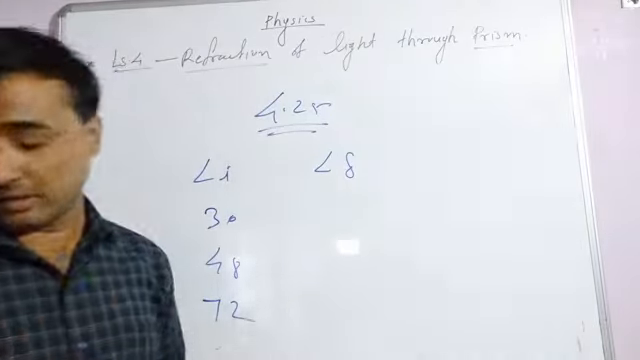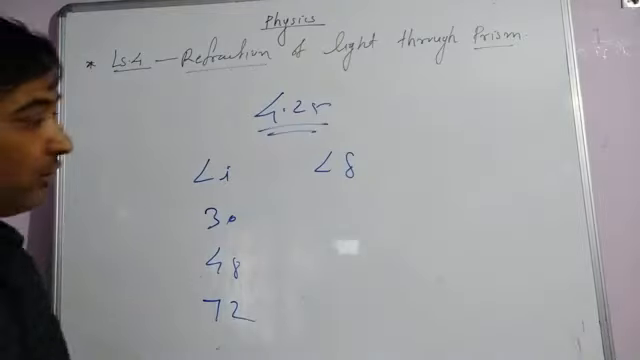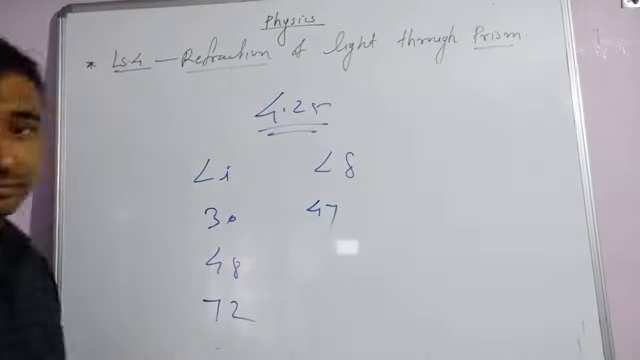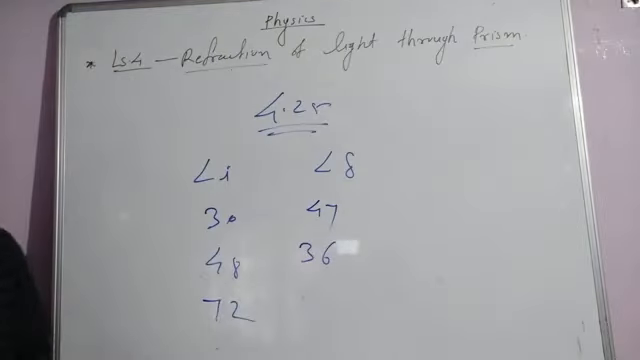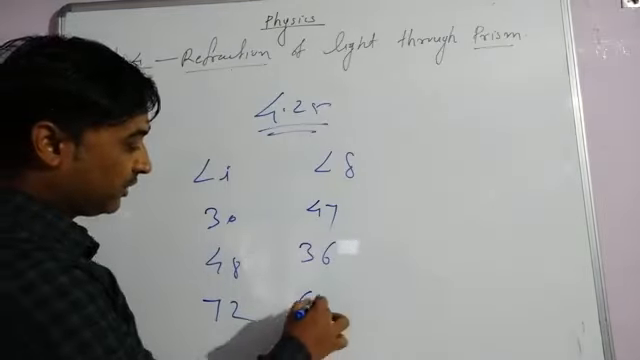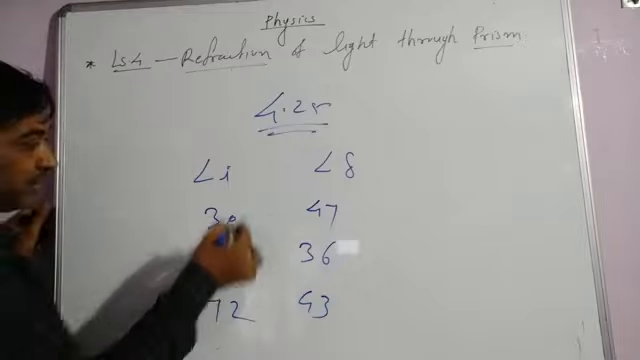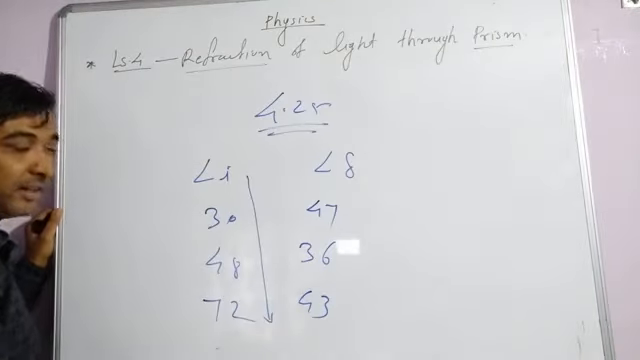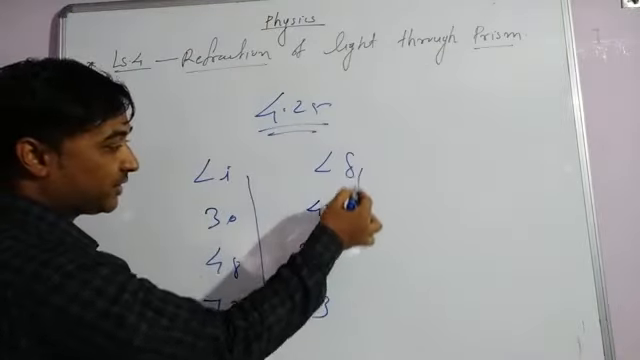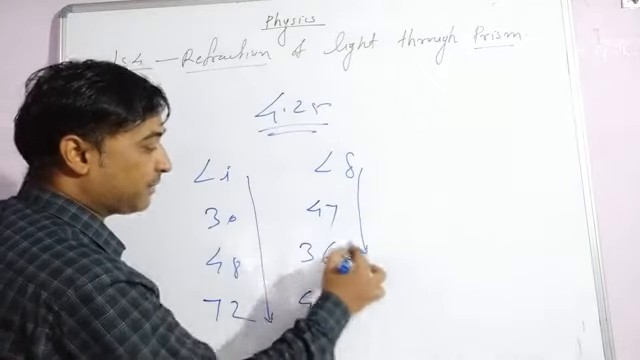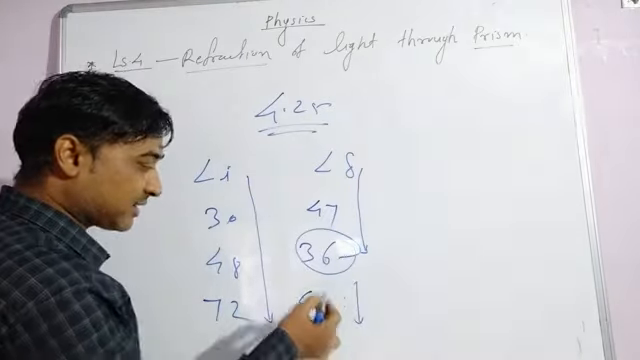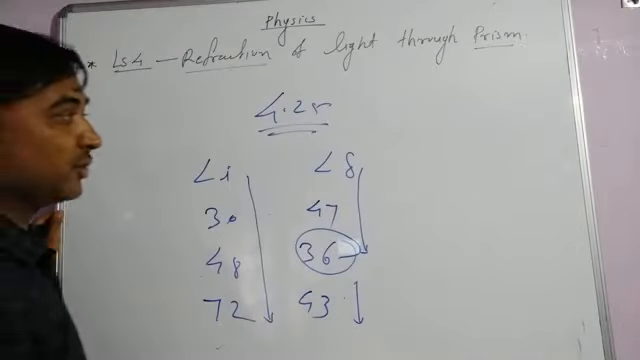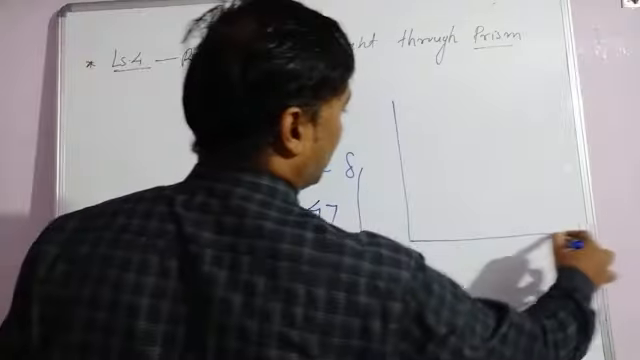Further, the angle of deviation is also given. You have to see it very properly. So initially angle of deviation is 47. ठीक है. Then it is 36. Then it is 43. बच्चों आपको क्या समझ रहा है? Angle of incident क्या हो रहा है? Increase हो रहा है. But angle of deviation क्या हुआ? Decrease. It's minimum deviation. Again it increases. So it can be represented in a diagram like this.